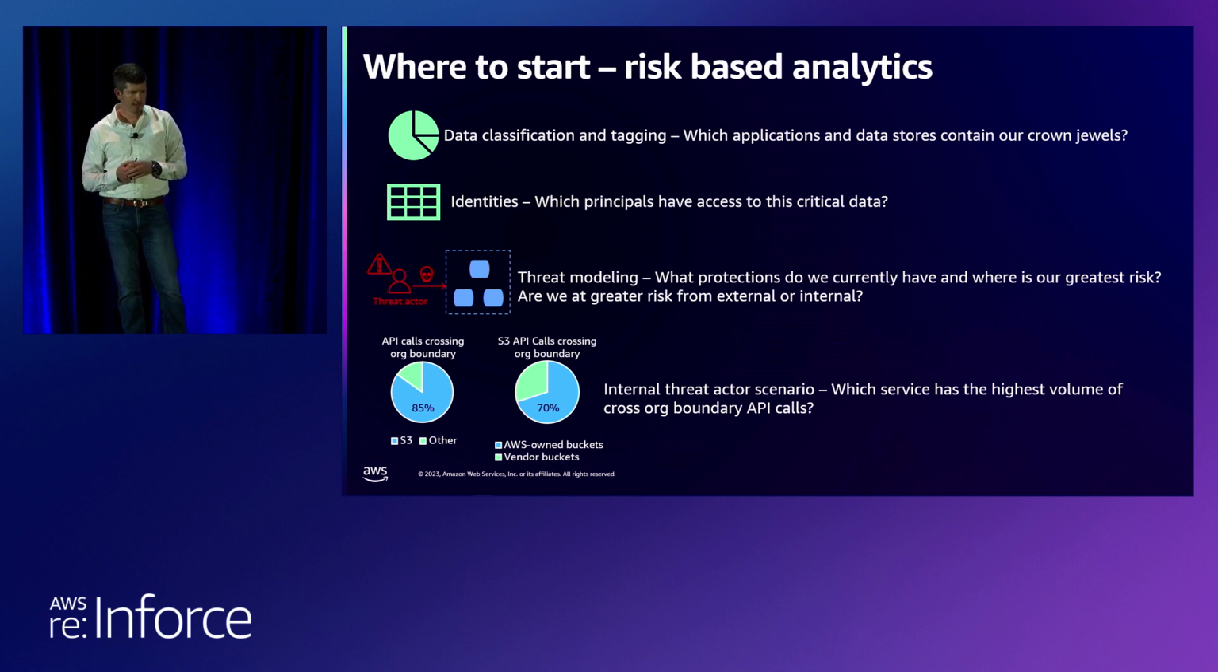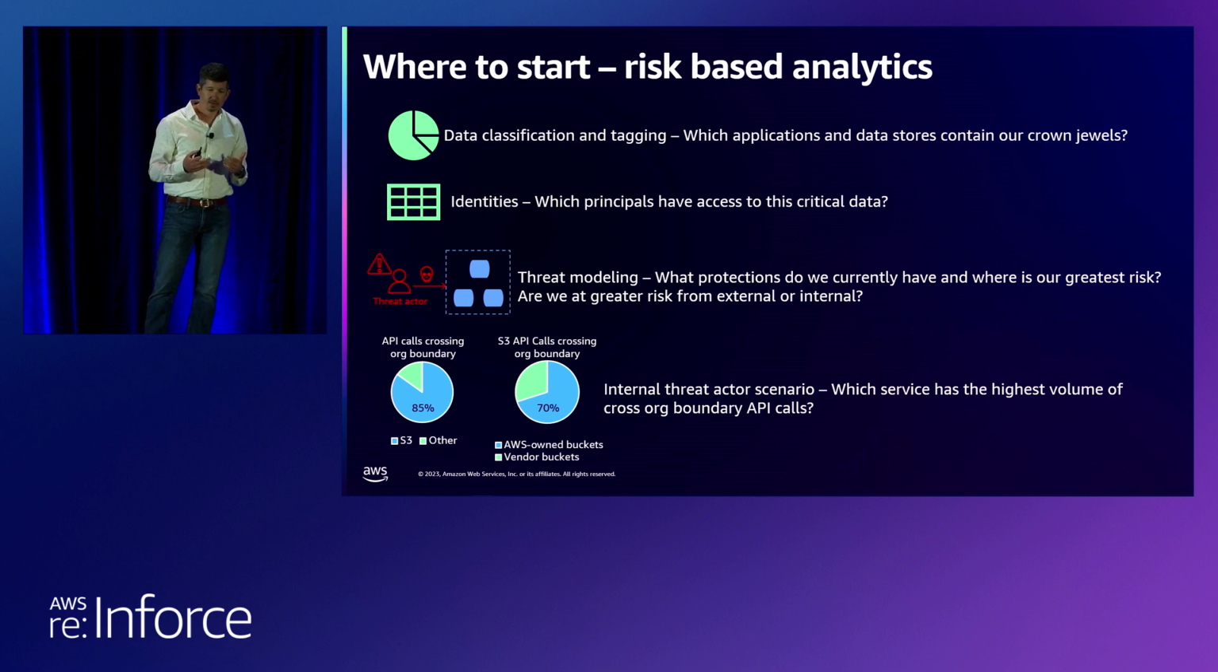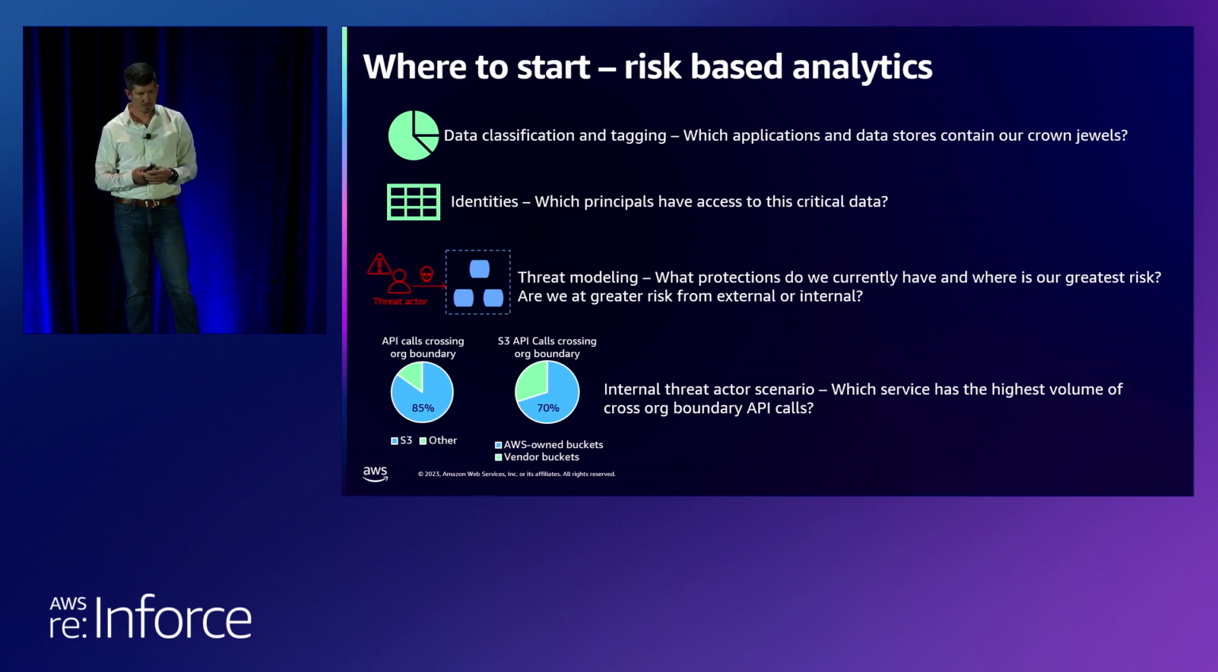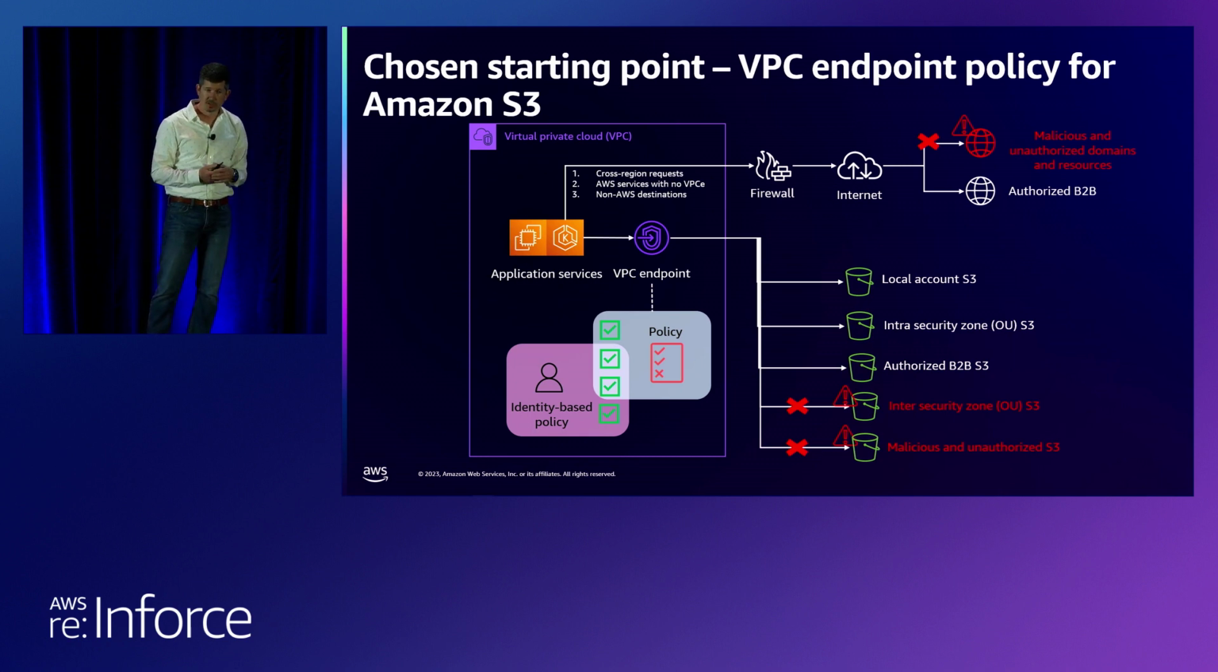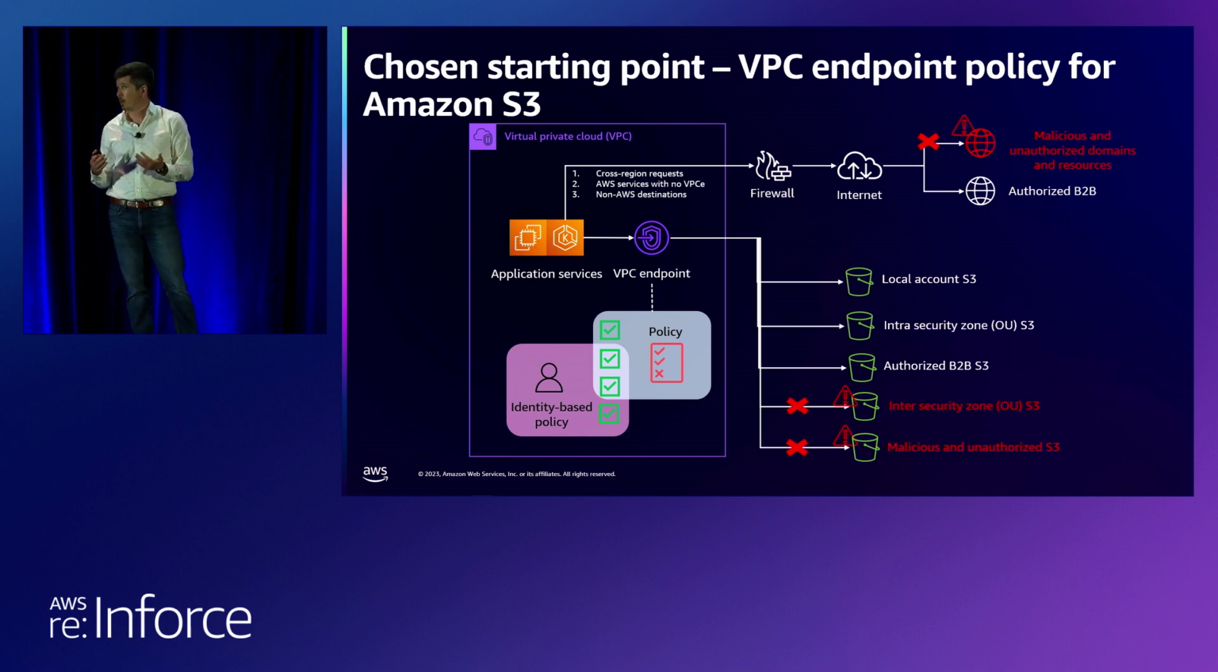So a couple of interesting data points here: of our API calls that were crossing organizational boundaries, 85% of those were to S3. And of those S3 calls that were crossing organizational boundaries, 70% were to AWS-owned buckets and 30% were to vendor buckets. So with that said, we decided that our chosen starting point would be VPC endpoint policies for Amazon S3.